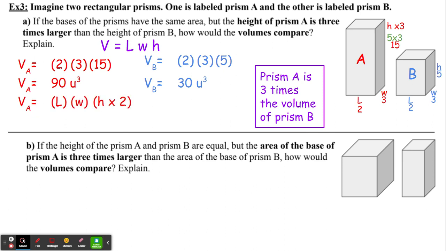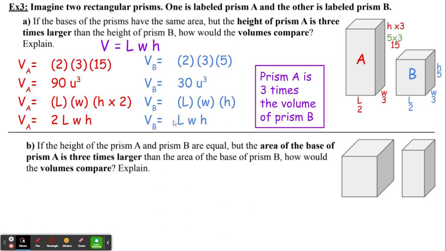And then if you didn't want to actually plug numbers in, what you could do is right here for A, it's length times width times height. That should say times 3, not times 2, right? Because the height was 3 times bigger. It would be 3 times length times width times height for volume A. And then for B, it's length times width times height.